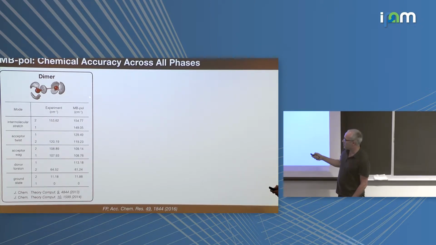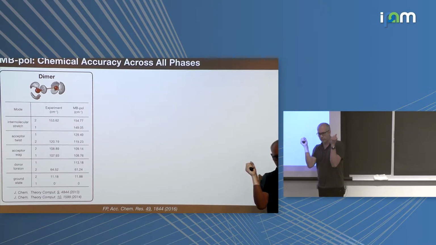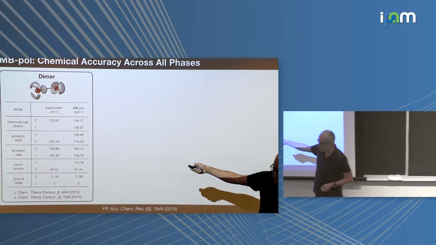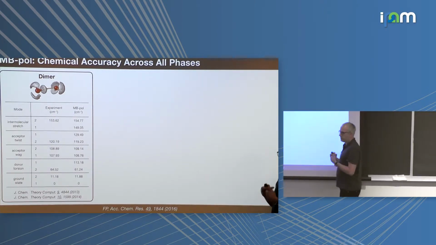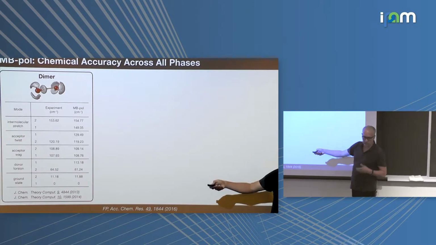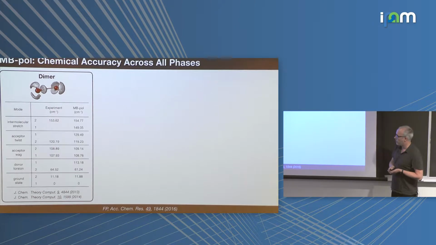So this is a vibration-rotation-tunneling spectrum of the water dimer, which means that we are looking at just two water molecules bound together, and we are looking at all possible vibrations. As you can see, these experiments are in wave numbers. A wave number is a very small amount of energy, and you can see that our calculations have essentially the same accuracy as the experiment.